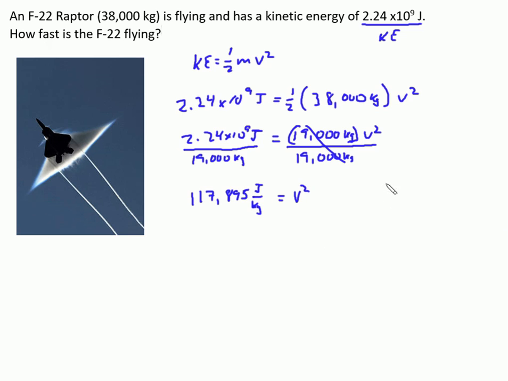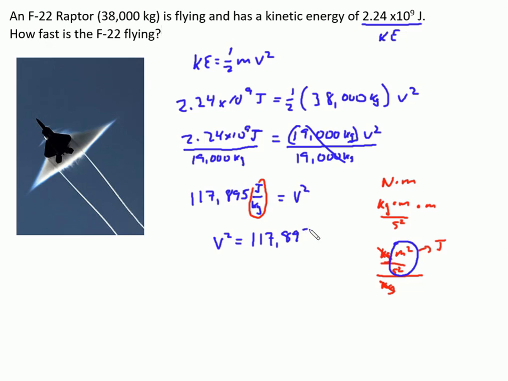So from the previous work we've done here, a joule is just a newton times a meter, and a newton is a kilogram times a meter per second squared, and all that times a meter still. So I've got essentially a kilogram meter squared per second squared. That's the joule. Now that joule over here was just divided by kilograms. So we divide all of that by kilograms, and those kilograms cancel out. That leaves us with the unit of meter squared per second squared. So I'll rewrite this. Our v squared then is 117,895 meters squared per second squared.